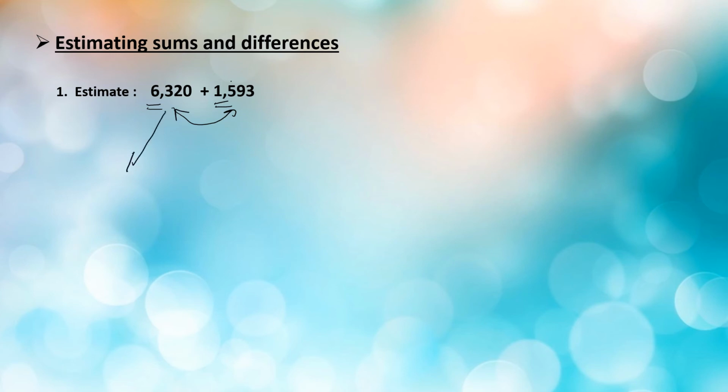So when you round 6,320 to the nearest thousands, what will it become? What are you supposed to do in order to round? You will check the digit to the right side of it. That means in the hundreds place. You have 3 there and 3 is less than 5. So what happens? It pushes it down. So your number after rounding, 6,320 will be 6,000.